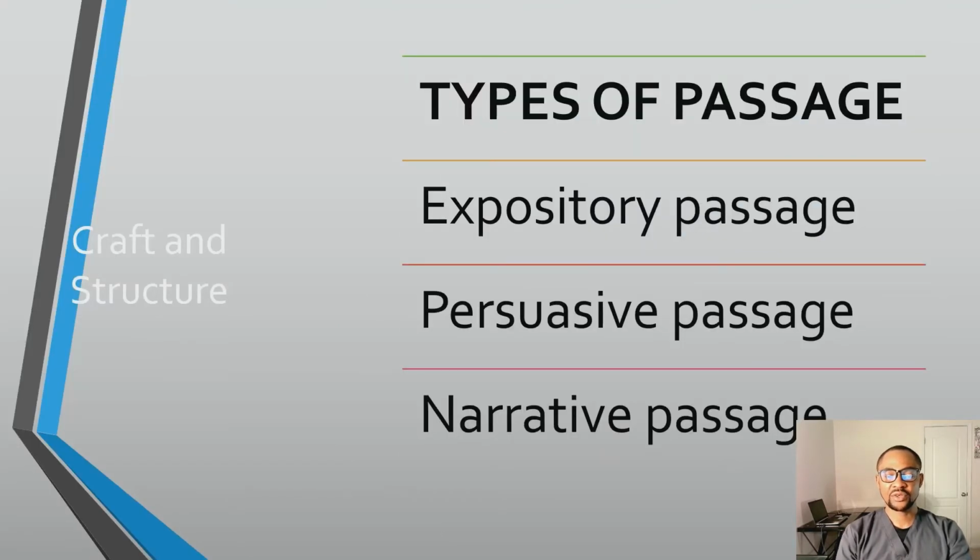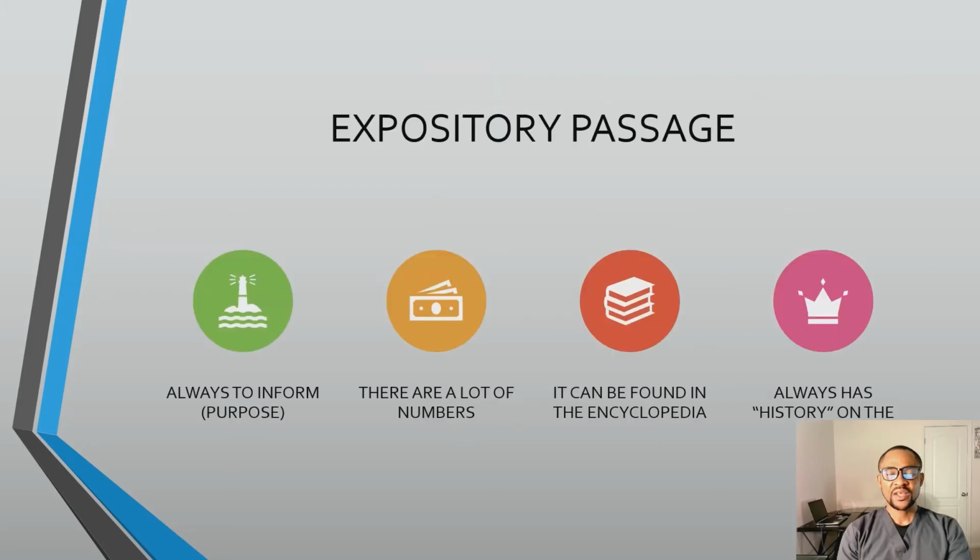Then another thing you're going to be tested on in the reading section of the TEAS is craft and structure. Under craft and structure, it is important to know the types of passages you can expect during your reading test. So under the types of passages, you have the expository passage, the persuasive passage, and the narrative passage. Under the expository passage, have in mind that the purpose of an expository passage is to inform.